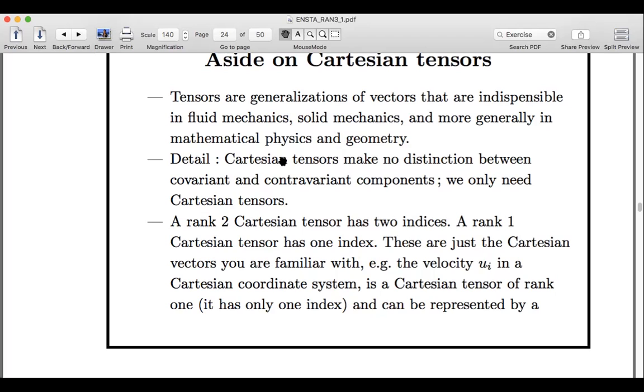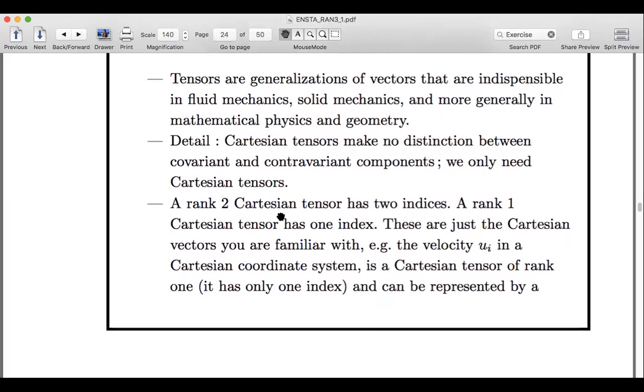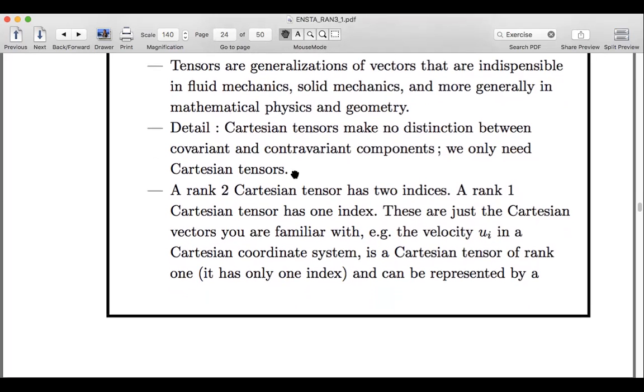Okay, so we're only going to deal with Cartesian tensors that make no distinction between these things called covariant and contravariant components. Don't worry about it if you don't know what that means. A rank 2 tensor has 2 indices. So the rank is the number of indices. We've already seen rank 1 tensors. Those are just vectors, right?